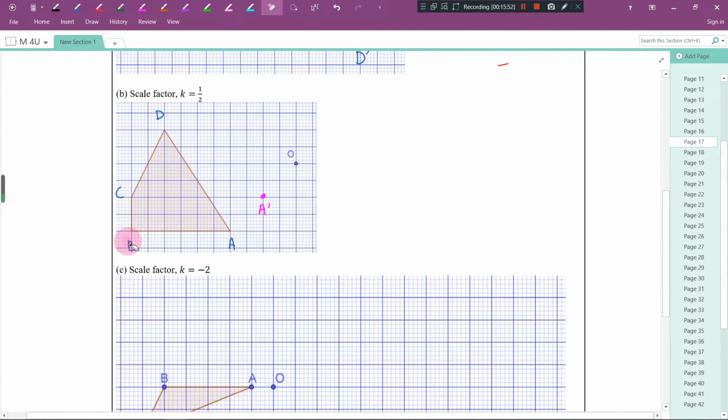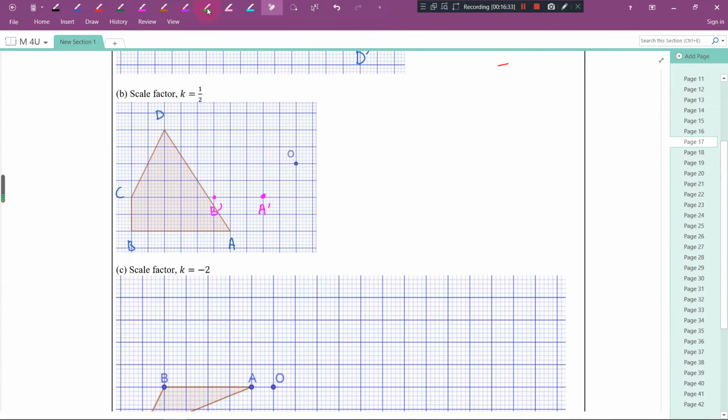So now let me do the same thing for B. You can start counting again from the center to the vertex B. If you don't want to, remember what I told you just now, we have another shortcut, right? We can start counting from here. 1, 2, 3, 4, 5, 6. This is 6. Because the scale factor is 1 over 2, it becomes half. 6 will become 3. So start from A prime. 1, 2, 3. This is B prime.